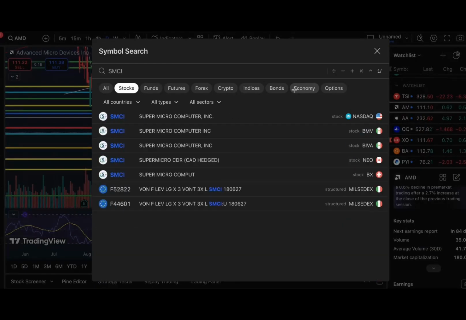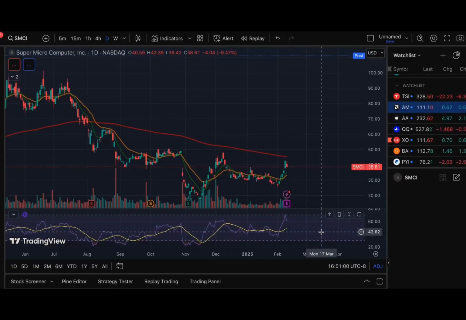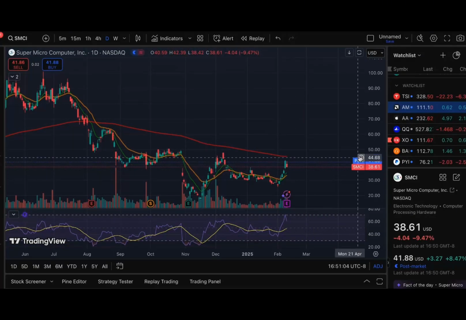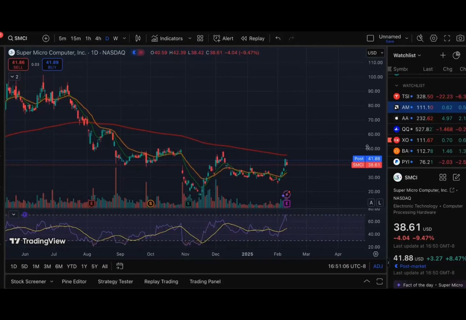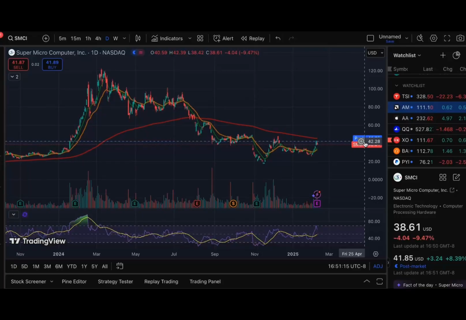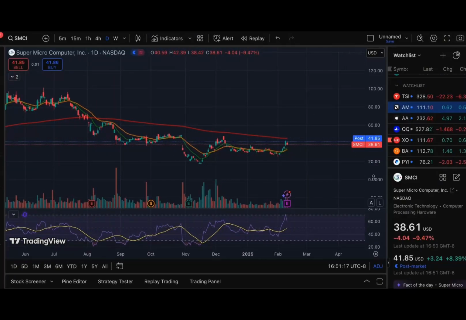SMCI. Great, great. Let's talk about it. Yeah, this is going to go up. Just wait though. It's going to break above the moving averages. Once it breaks above this one, I like the calls. This is what I'm talking about. I like this. Just steady.